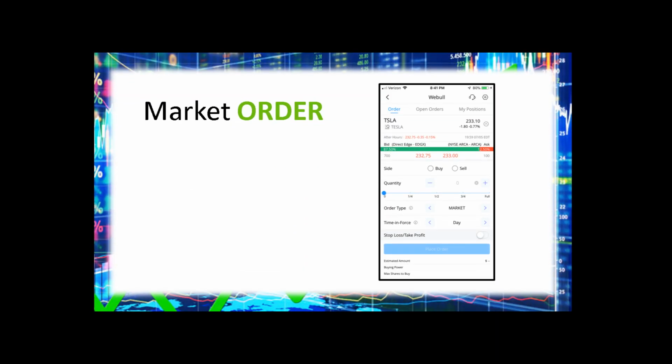So let's look at the Webull interface. And I'm using Tesla throughout this example, not necessarily advocating for Tesla. It's just a stock on my watch list. So this is what we're looking at. So let's break down the interface and what you need to fill out in order to place a market order.